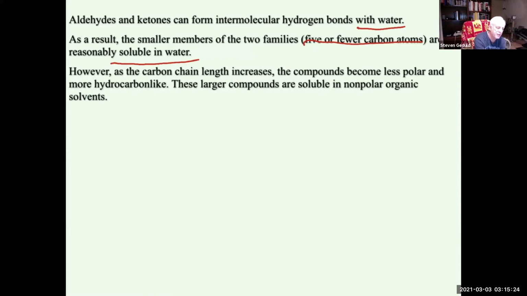As the carbon length increases, like we talked about, the compounds become less polar and more hydrocarbon-like, more non-polar. The larger ones are soluble in non-polar organic solvents, like octane or hexane. Okay? Remember the rule, like dissolves like. Polar dissolves polar, non-polar dissolves non-polar. So as these aldehydes and ketones get larger and larger, they become more like non-polar compounds and dissolve in non-polar solvents.